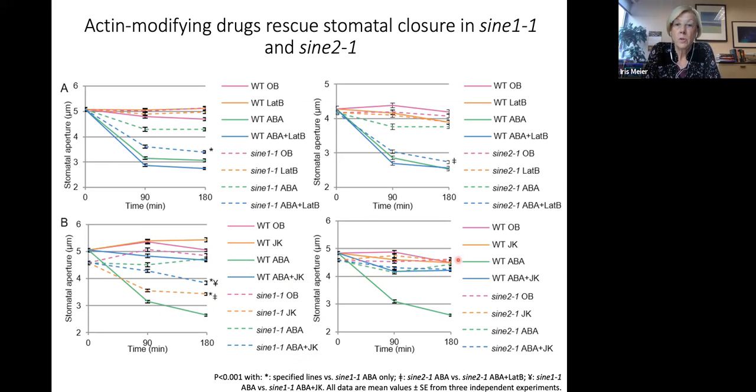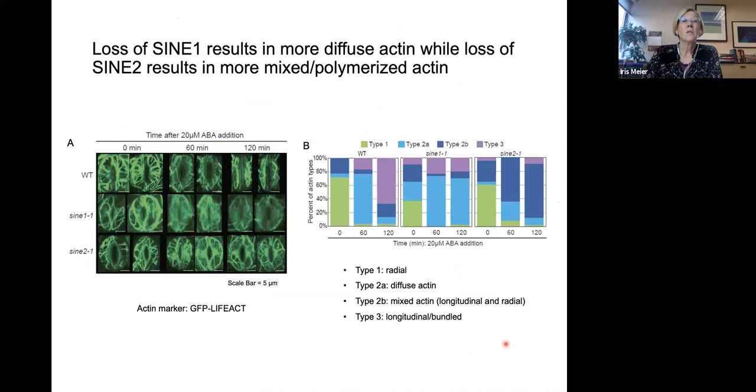This effect is not true for SINE2. This is the first time we're seeing a clear difference here in the role of these two proteins. So again, wild type is inhibited in closure. SINE2 never closes under any of these treatment conditions. Okay, so then we wanted to know what is actually going on with the actin cytoskeleton now under these conditions.